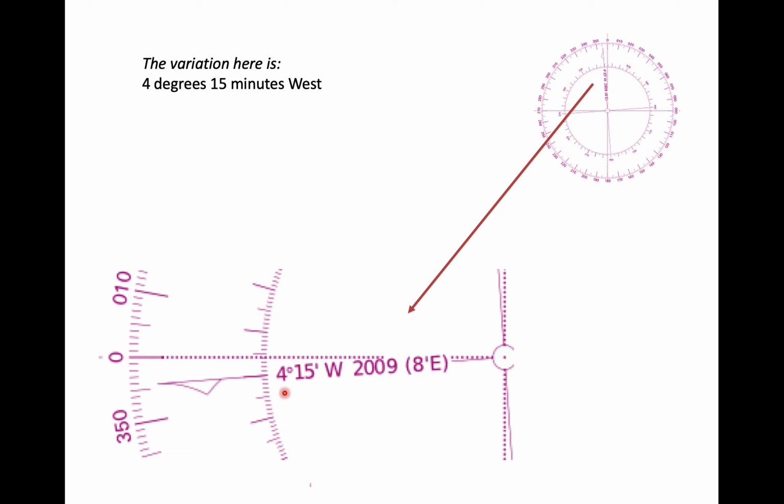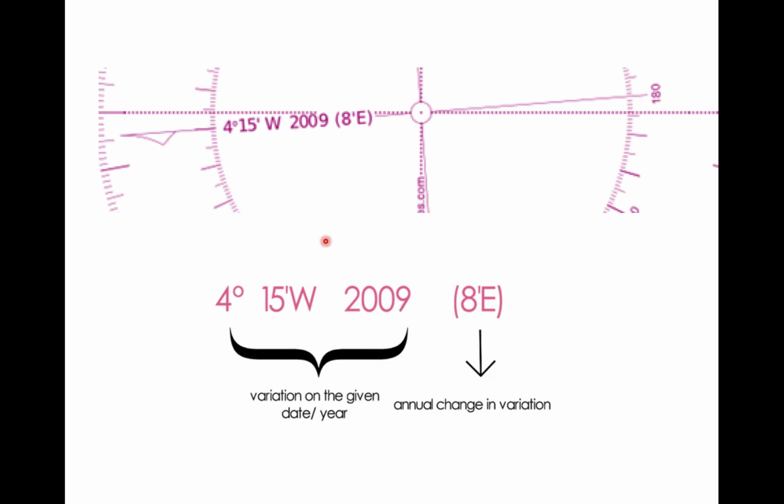We read it as here: 4 degrees, 15 minutes west. Do not forget the sign. The sign is west. All right. But what about this one? Is this a year? What are these? Okay, let's find out in the next part.